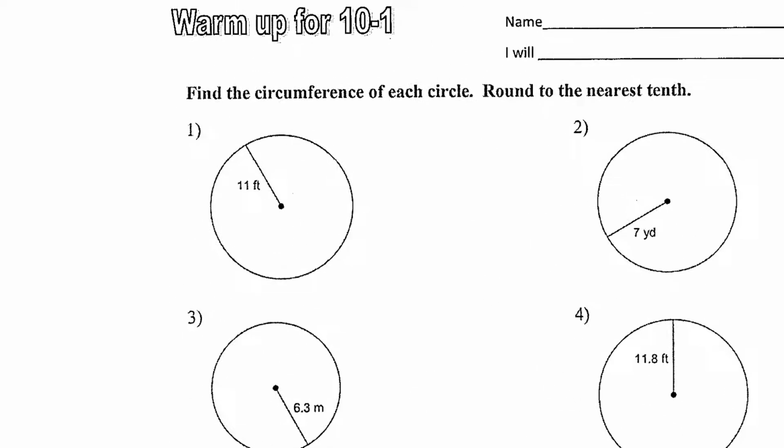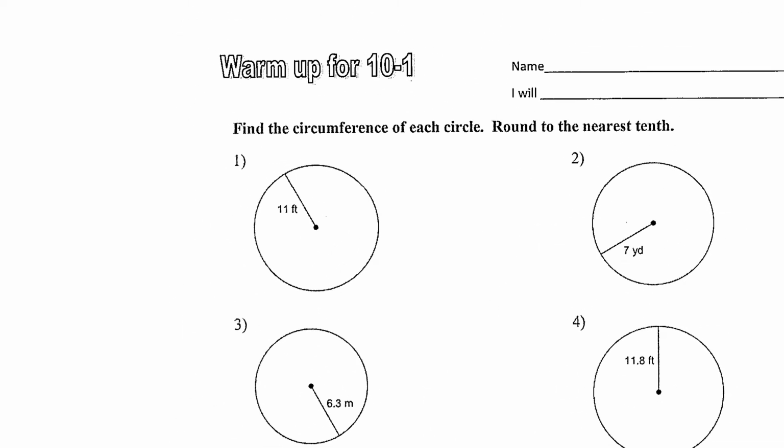Okay, so we talked about this yesterday. How do we find the circumference of a circle? Don't times that number by 2. D pi. D times pi. Okay, 2 pi r is one way, or you can do pi times the diameter. Okay, so both of those work.